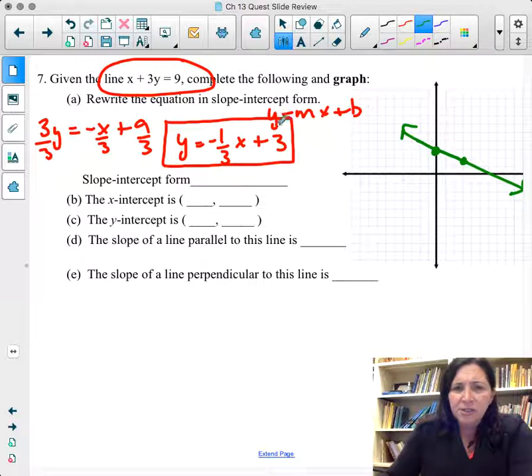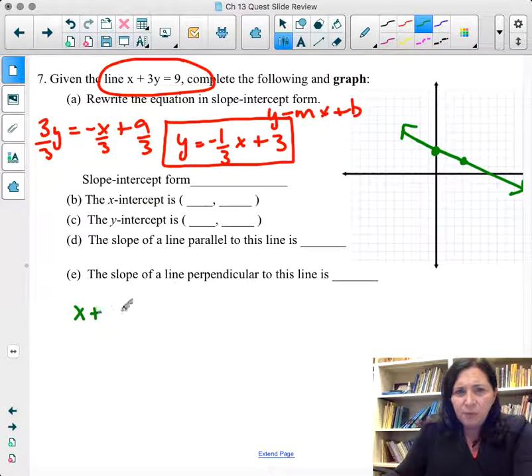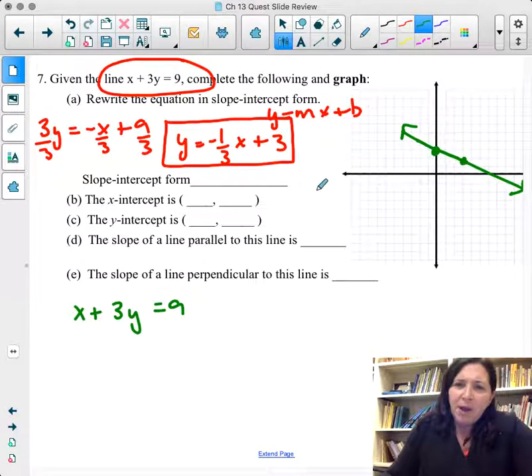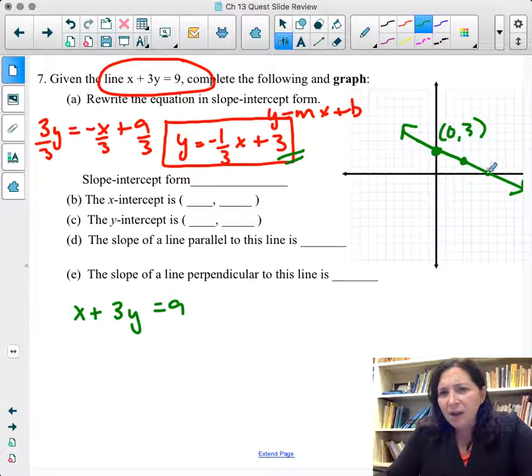So that's slope-intercept form. Now, going back up to the top, they are asking me for the x and y intercepts. So I'm going to go back to where it says x plus 3y is equal to 9. If I want to find an intercept, of course I started at 3. If you look at that, that's just 0, 3. But how would I find this intercept?